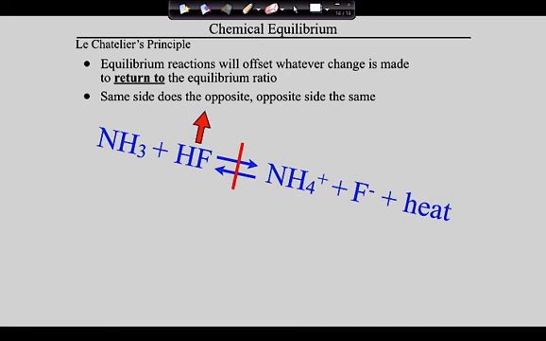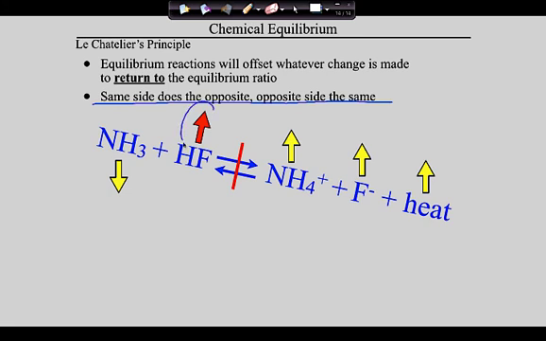So what needs to happen in order for this to come back to balance? Well, in order to come back to balance, what has to happen is the NH3 has got to go down. It's too high. And then the NH4, the HF, and the heat have got to go up. And if we can do that, it will come back to equilibrium. And notice, this is what same side does the opposite, opposite side does the same means.